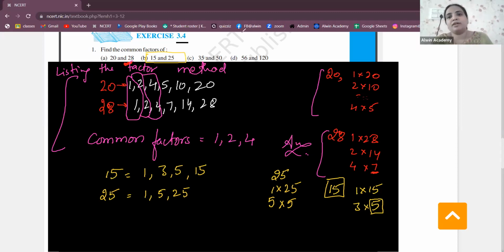Now we have to find the common factors in this. How will we find the common factors? 1 and 5. So 1 and 5 are the common factors. Got it, beta ji, or not?